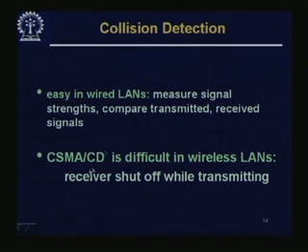It is somewhat more complicated in wireless LANs. We will discuss wireless LANs later on, but the receiver is usually shut off while transmitting. So, this is a problem with wireless LANs, where collision detection is difficult. So, we go for some other kind of scheme over there which is called collision avoidance. We will discuss it later.